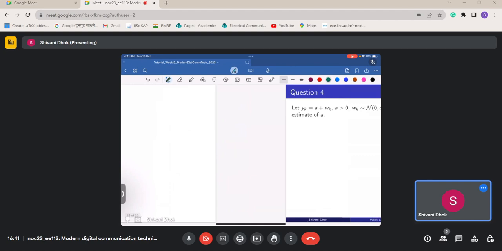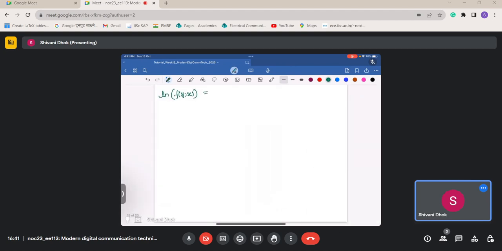This comes out to be log of 1 upon under root 2 pi sigma square into e power minus (y minus hx) square upon 2 sigma square, which comes out to be minus log of 2 pi sigma square minus 1 by 2 sigma square into (y minus hx).